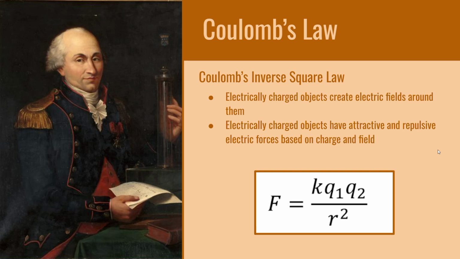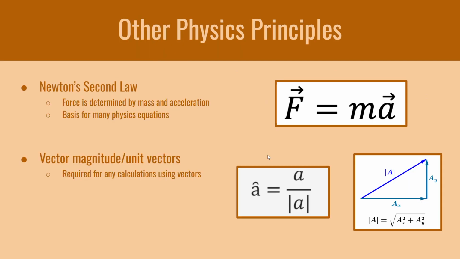Behind this, there's a lot of physics at work, including Coulomb's law, which states that electrically charged objects create electric fields around them, and that these electrically charged objects have attractive and repulsive electric forces based on their charge and field. Down here is the formula for Coulomb's law. There's also Newton's second law at work, which is very important for calculating our gravitational force on the top piece of tape, and then of course vector magnitude and unit vector formulas.